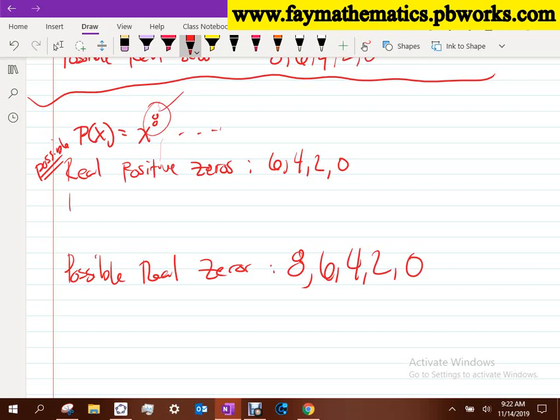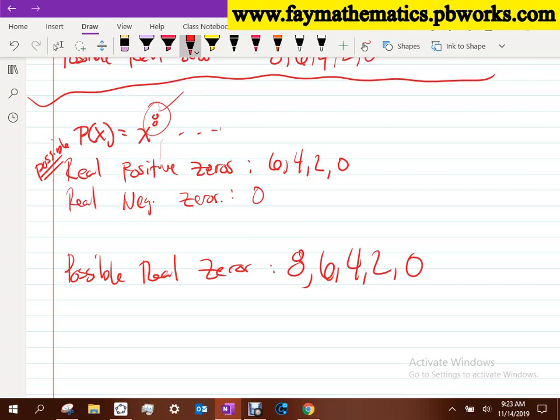Let's say it asks for real negative zeros, the possible ones there. Let's say for some reason you just find out that there are 0. Maybe when you do P of negative x, there are no sign changes. Now that you know that information from Descartes' rule, this guarantees that this row here of possible real zeros is going to change. Because you now know you can have 6 positive real zeros, but you're going to have no negative zeros.